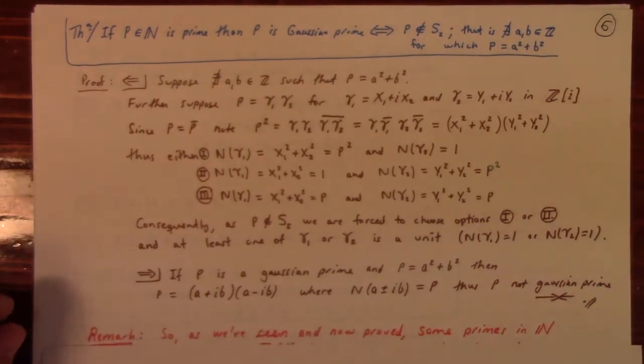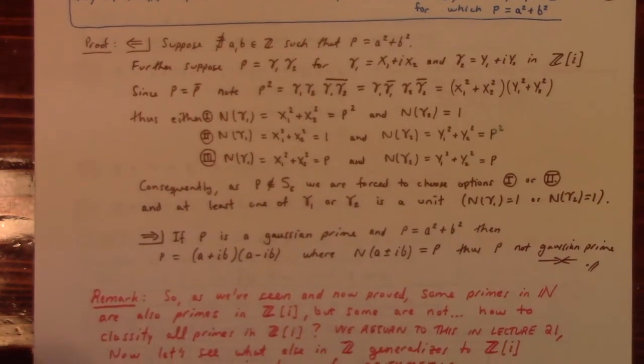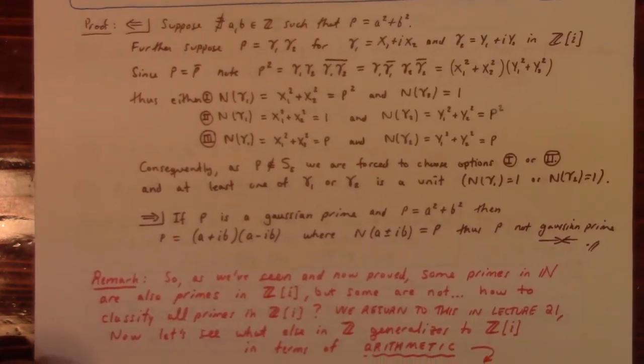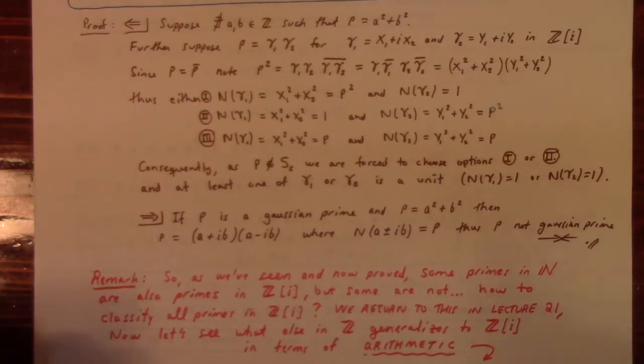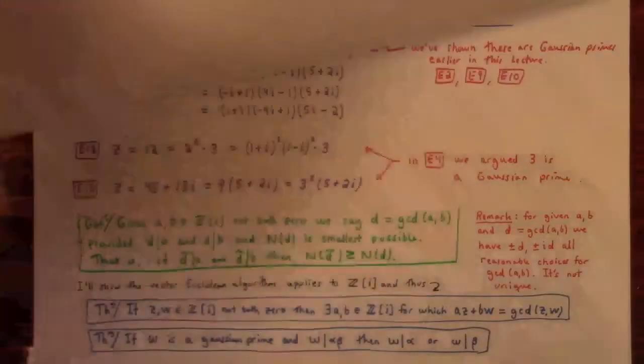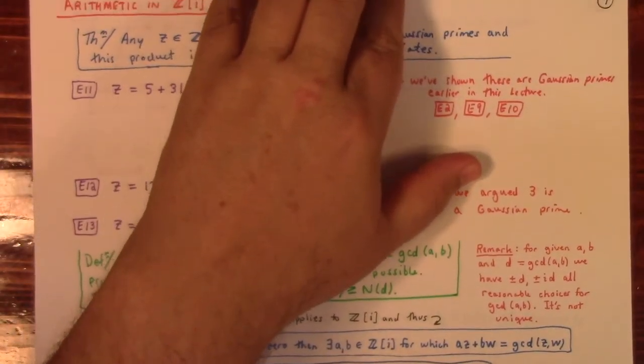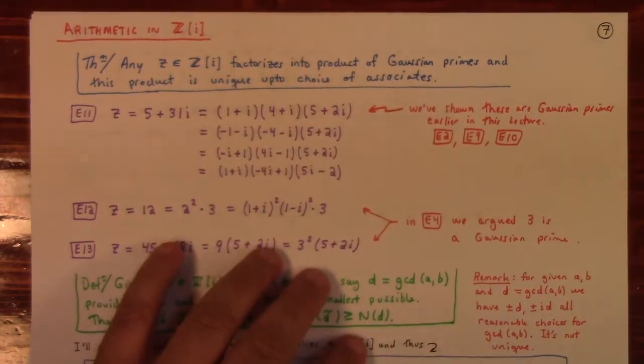Now, as we've seen and now proved, some primes in the natural numbers are also primes in the Gaussian integers, but some are not. How to classify all primes in the Gaussian integers? Well, we'll return to this in lecture 21. Now let's see what else in the integers generalizes to the Gaussian integers in terms of arithmetic. So here we go. Arithmetic in the Gaussian integers.